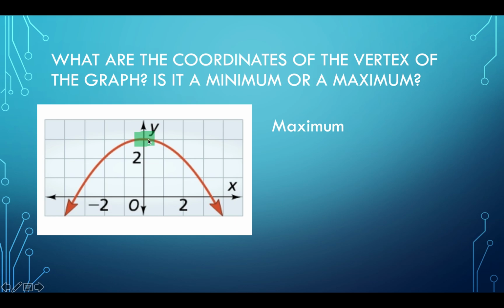This green shaded region right here, that's our vertex. So remember, vertex form, x, y. So what's our x coordinate here? X coordinate is 0, because we haven't moved to the left or to the right. And then what's our y value? This is 1, 2, 3. So our vertex would be 0, 3.